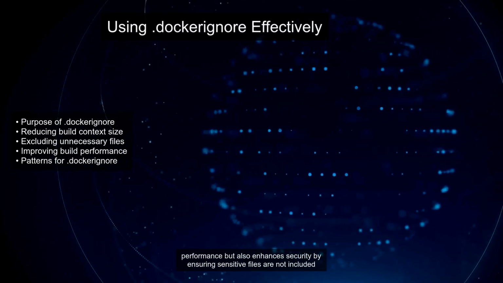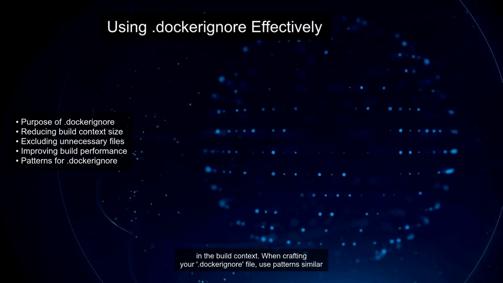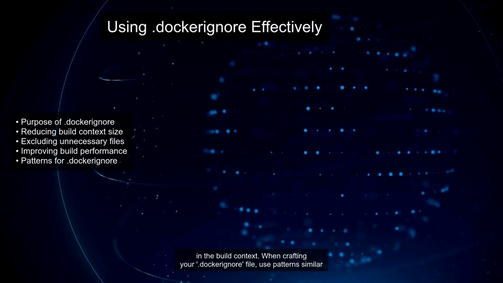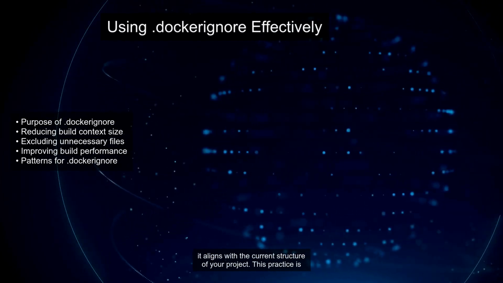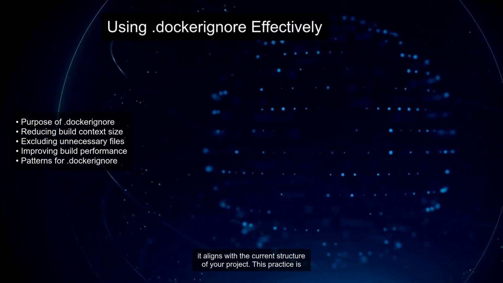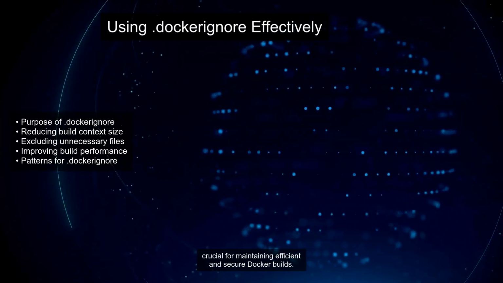Effective use of .dockerignore not only improves build performance but also enhances security by ensuring sensitive files are not included in the build context. When crafting your .dockerignore file, use patterns similar to those in a .gitignore file, and regularly review it to ensure it aligns with the current structure of your project. This practice is crucial for maintaining efficient and secure Docker builds.